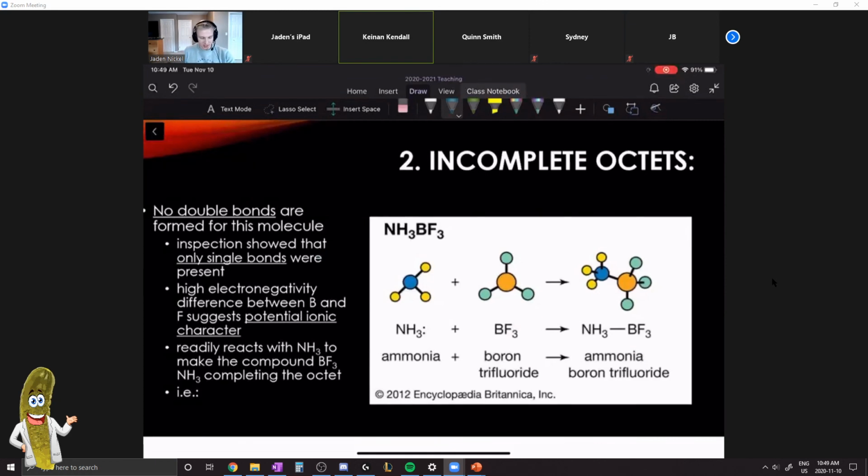Here is just another picture of this. I don't love this picture because what it fails to show you is that the NH3 would actually have 2 valence electrons, or a lone pair, on the ammonia. But boron trifluoride looks exactly like this. It's completely fine.